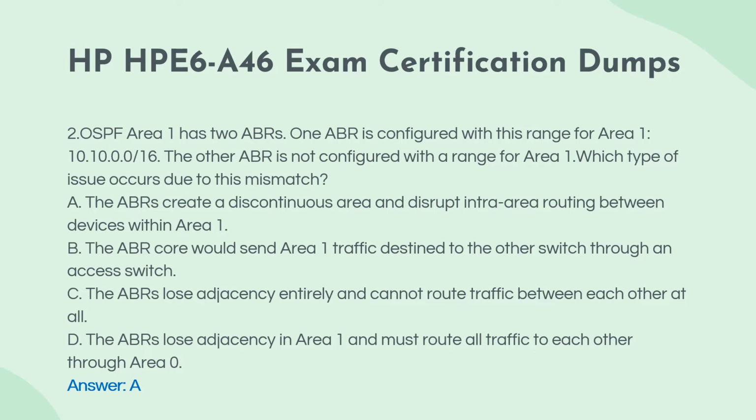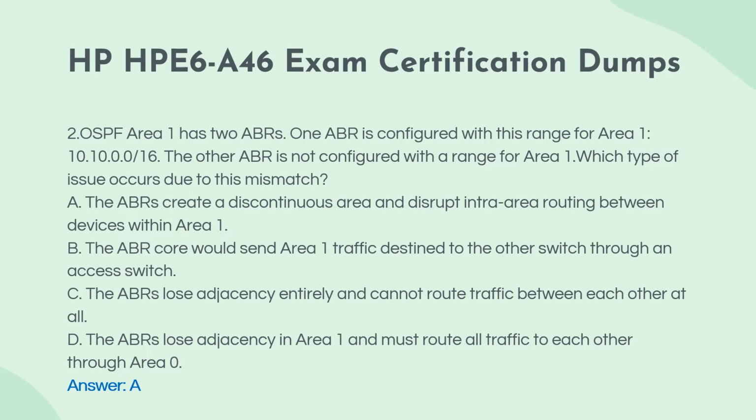One ABR is configured with this range for Area 1, 10.10.0.0/16. The other ABR is not configured with a range for Area 1. Which type of issue occurs due to this mismatch? A. The ABRs create a discontinuous area and disrupt intra-area routing between devices within Area 1.